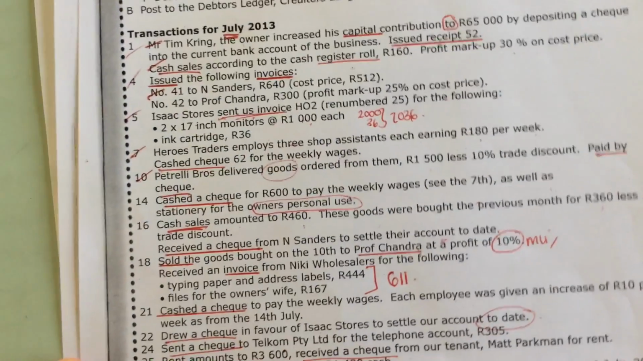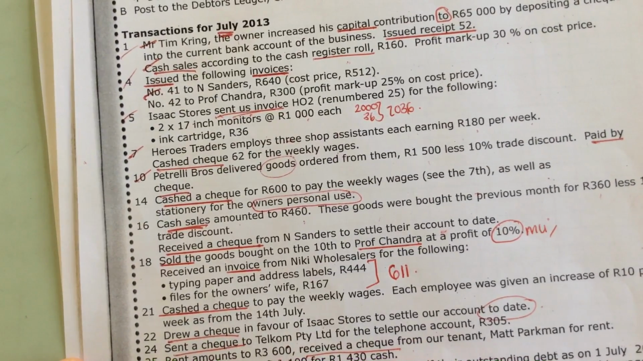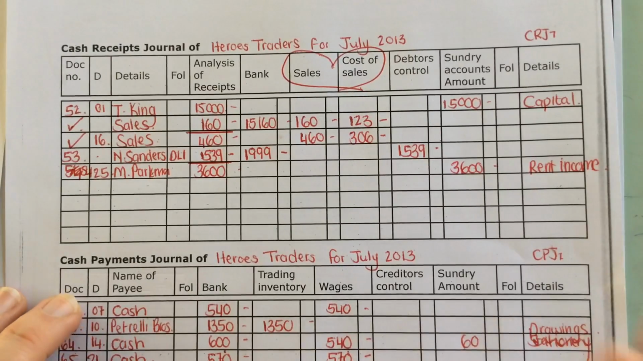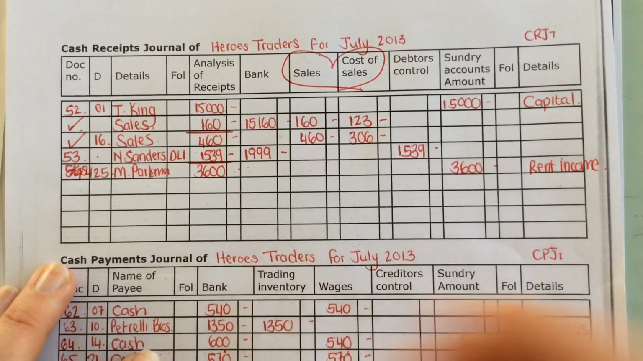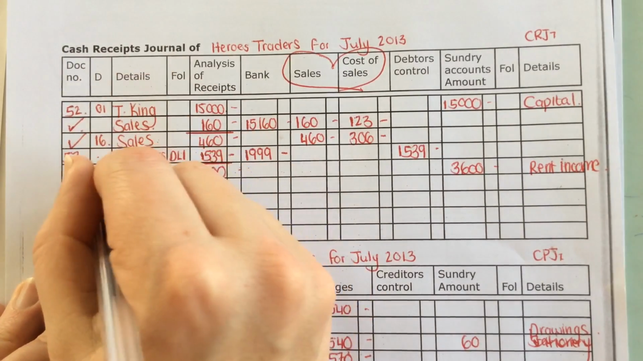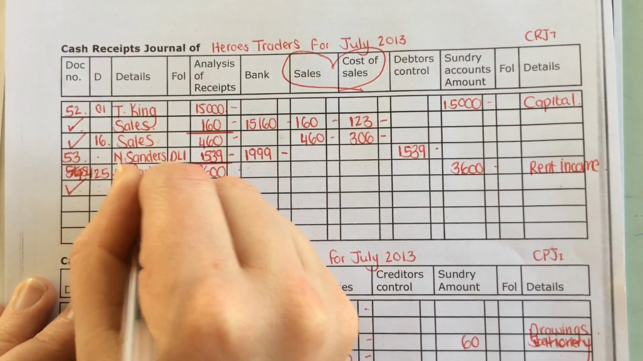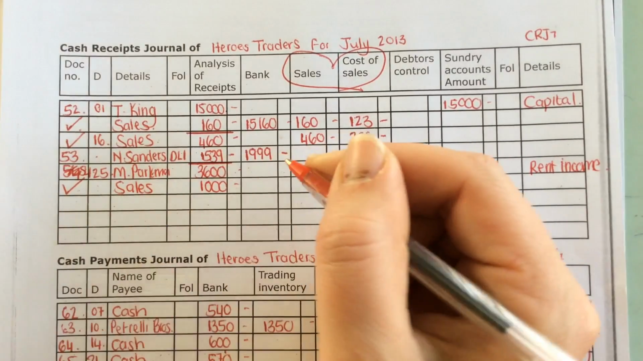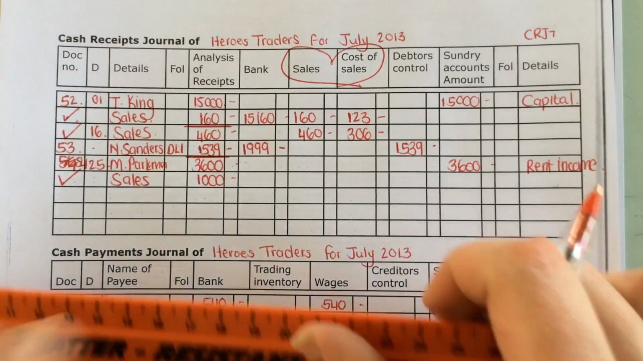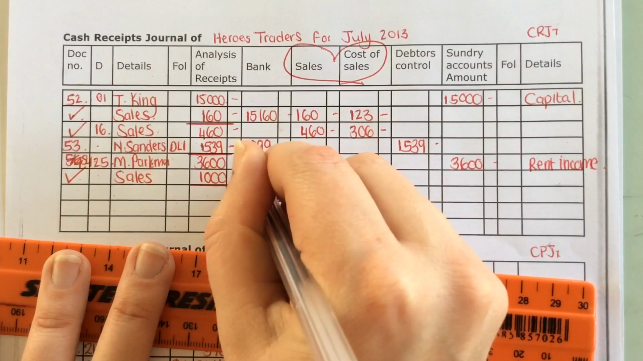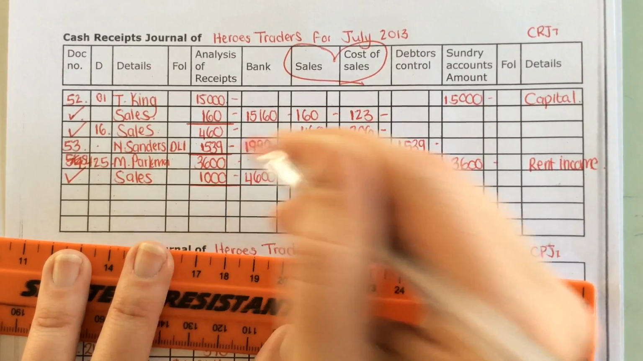Also on the same day, it says sold goods for cash. If I'm making a cash sale, which journal does it go to? Okay, CRJ. I've got no name of a person that I'm selling it to. So you assume it's cash register roll. Date is still the 25th. In details, you write sales. Tells you it was for 1,000 Rand. Now that's the last transaction for the day. So you underline analysis of receipts and you put 4,600, the total of the two transactions in bank.